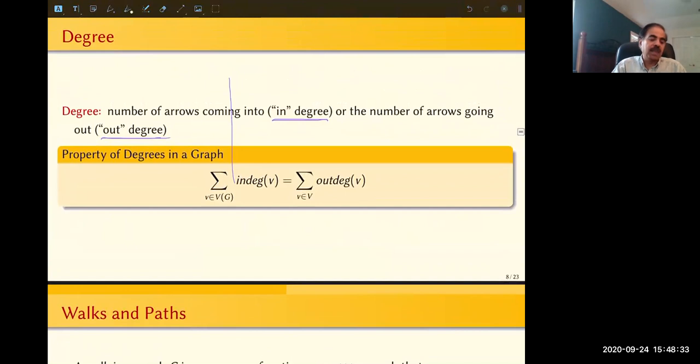There is a nice little property which says that if you go over the entire graph and add up the in degrees, and then also go through the entire graph and add up the out degrees, the two will match. Can someone explain to me why this is true? Someone can lift their hand and try to give a justification for why this is true. Anybody?